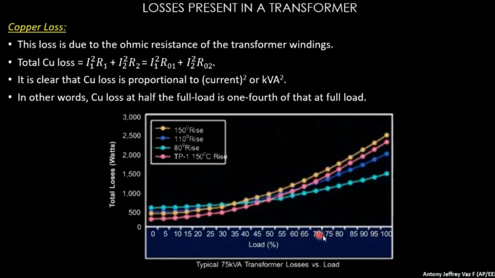When the load is being increased, you can see the total losses are also increased. So when the load increases, losses increase, and for different temperatures there will be different curves, because the metal resistance is also dependent on temperature. So only you are getting such things.